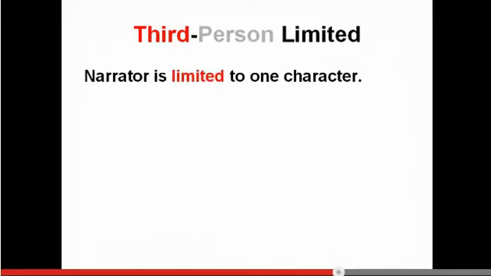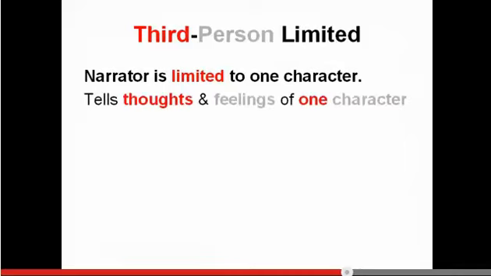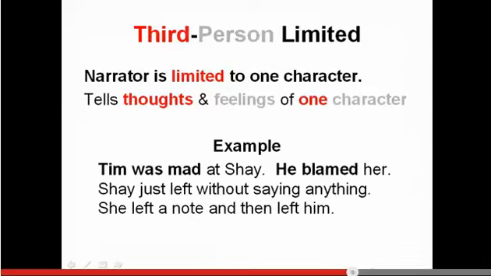Third-person limited. In third-person limited narration, the narrator is limited to the thoughts and feelings of one character. So the narrator will tell us how one character thinks and feels. For example, Tim was mad at Shay. He blamed her. Shay just left without saying anything. She left a note and then left him. In this example, we see that the narrator reveals the thoughts and feelings of one character. Only Tim's thoughts and feelings are revealed. Since the narration is limited exclusively to one character, in this case Tim, this passage is narrated from third-person limited perspective.